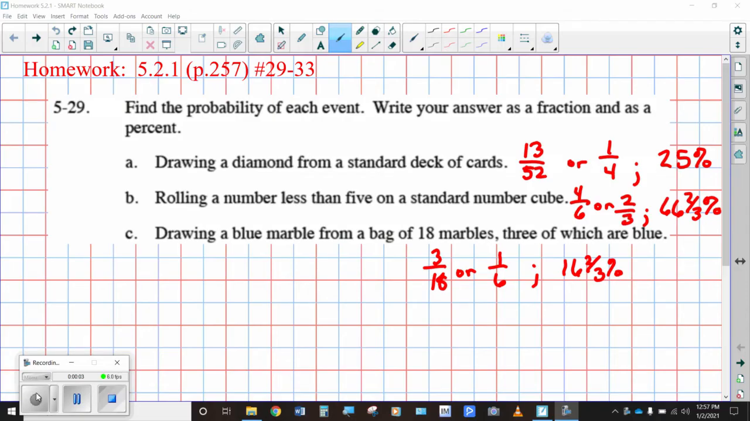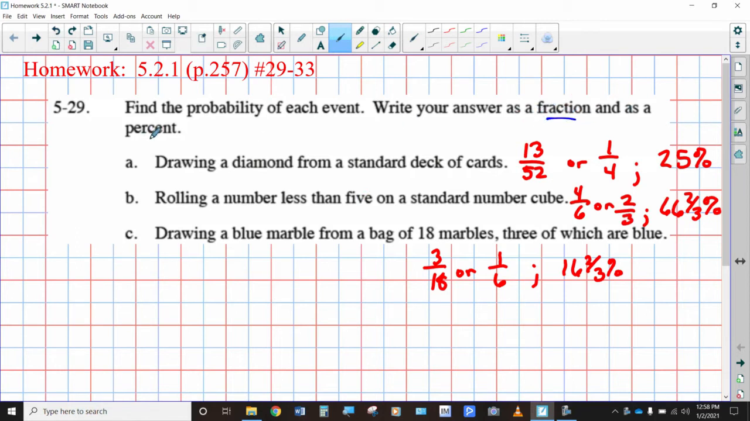Alrighty, let's take a look at our homework for lesson 5.2.1, problems 29 through 33. The first problem asks us to find the probability of each one of these events, and then to record them as both a fraction and as a percent. So let's take a look at it. A, drawing a diamond from a standard deck of cards.